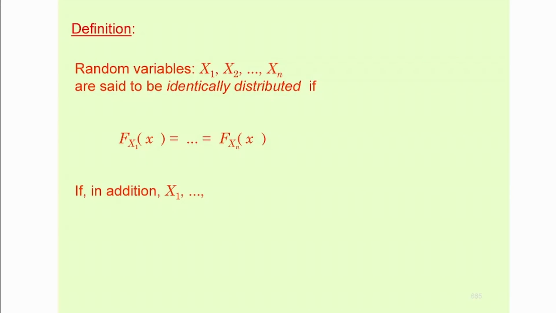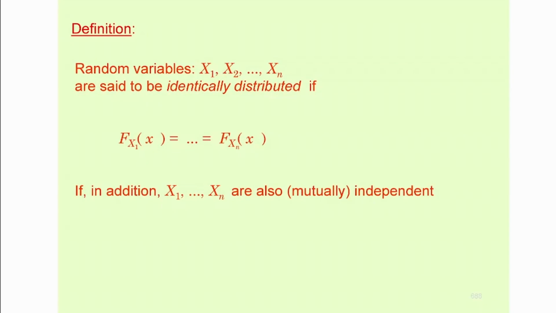And if, in addition, they are also mutually independent, which means that the joint cumulative distribution function is equal to the product of their marginal cumulative distribution functions, the respective ones, this is basically mutual independence, by the way.